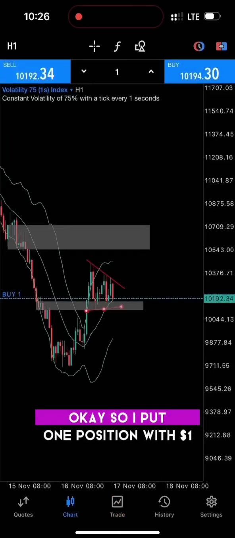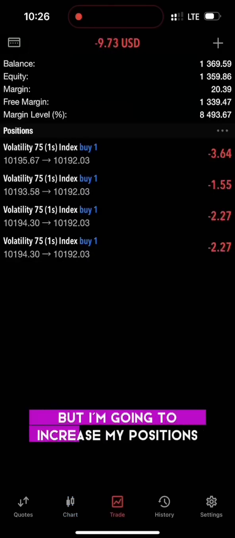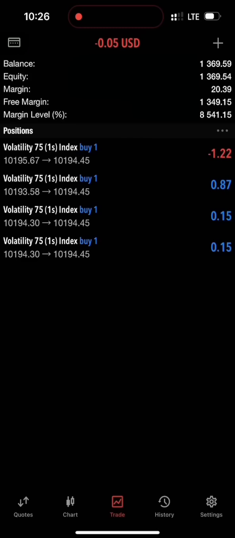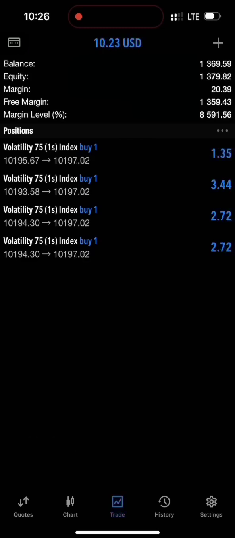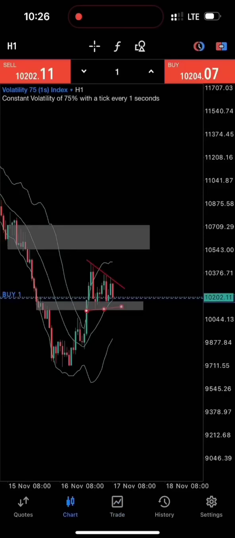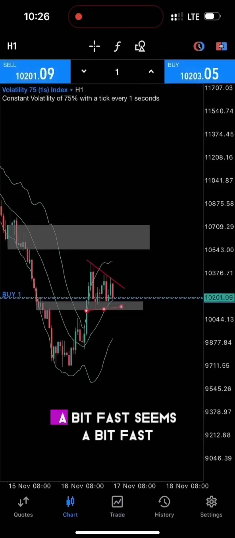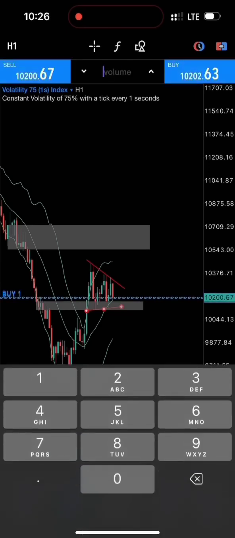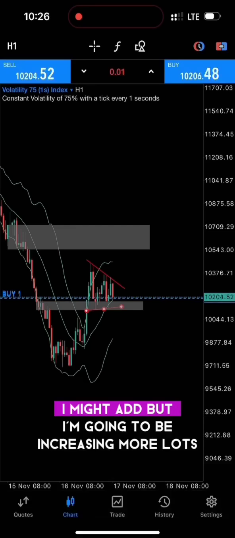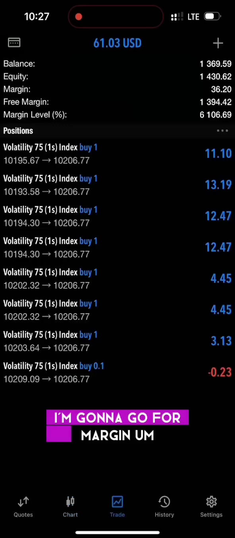Okay, so I put 1 position with $1. It seems okay, but I'm going to increase my positions so that I get the maximum profit I can get. So volatility 75.1s, it seems a bit fast. Am I dead? But I'm going to be increasing more lots. I'm going to go full margin.